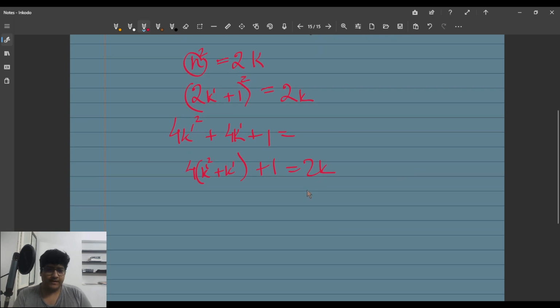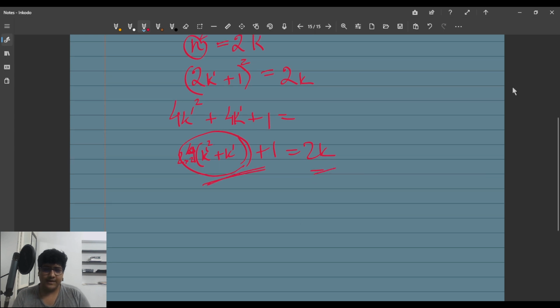So do we see a problem here? The thing on our left is some even, because a multiple of 4 means it's a multiple of 2. It can be written as 2 into 2 into k dash square plus k dash. Some even number plus 1 is equal to some other even number. Can it be true? The left side is odd, the right side is even.